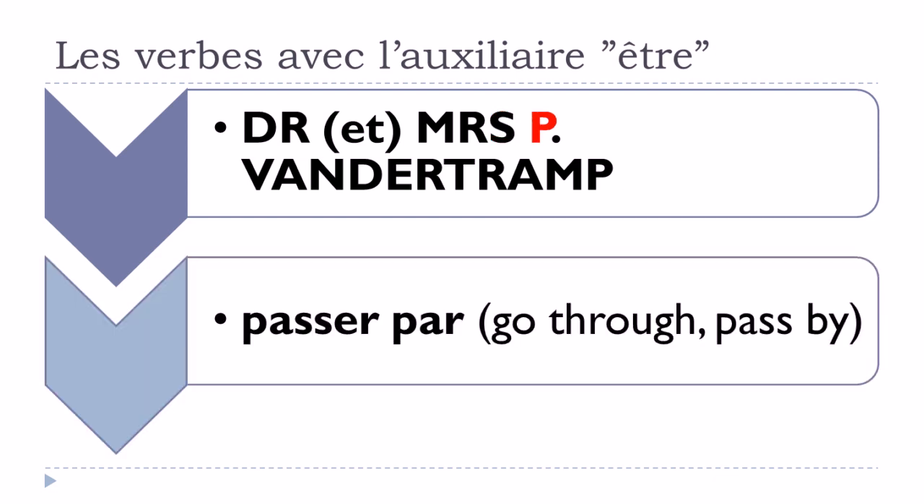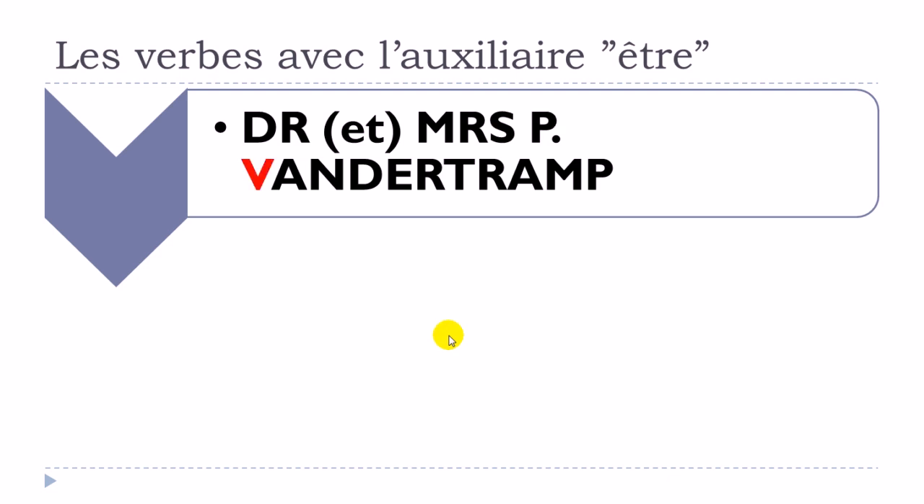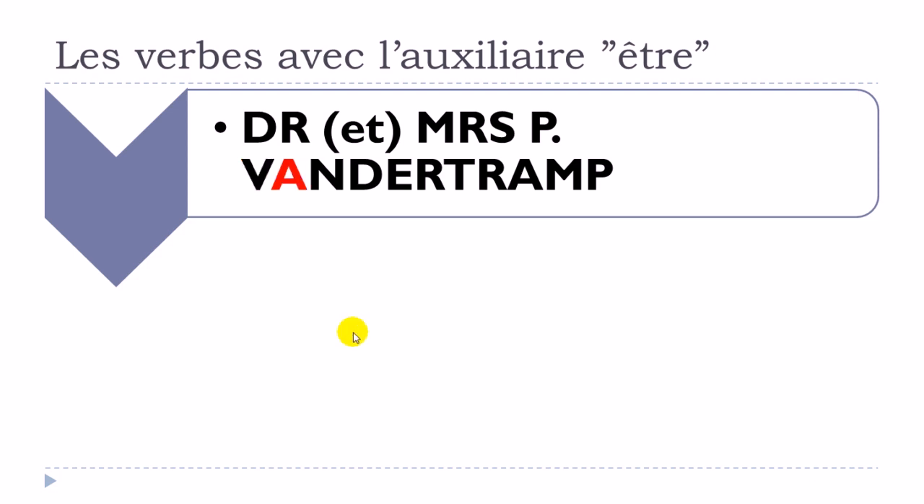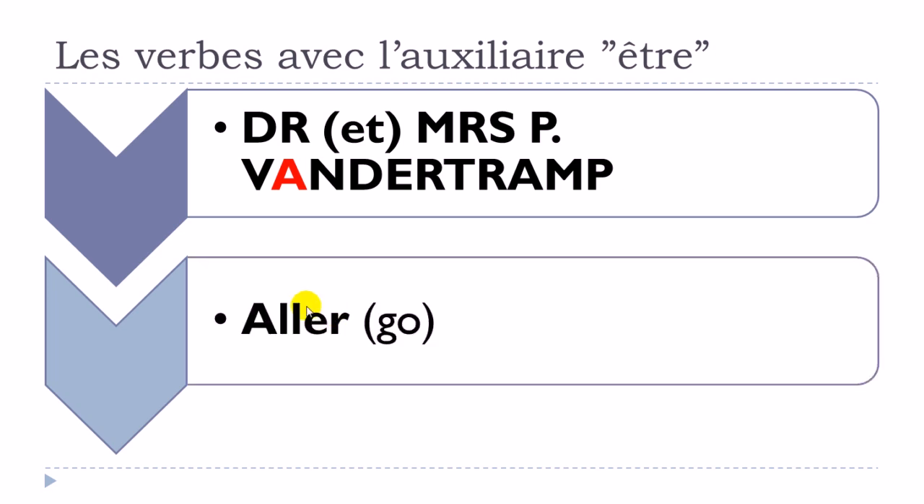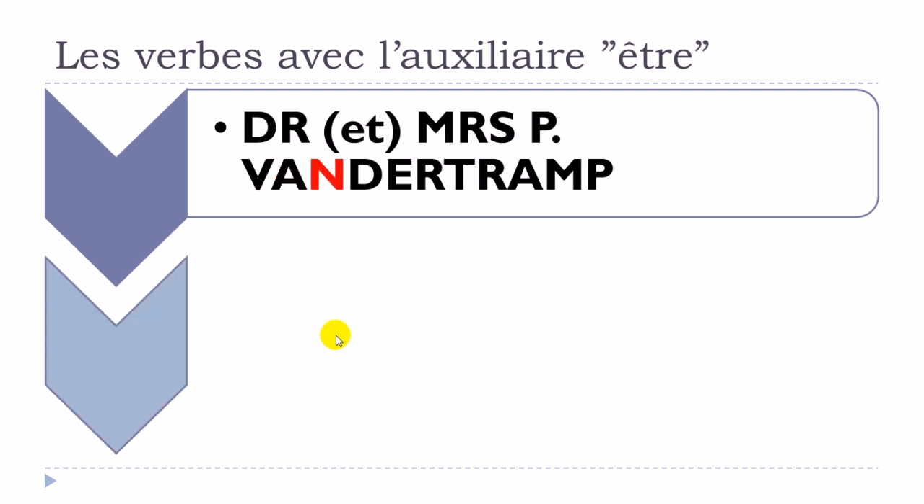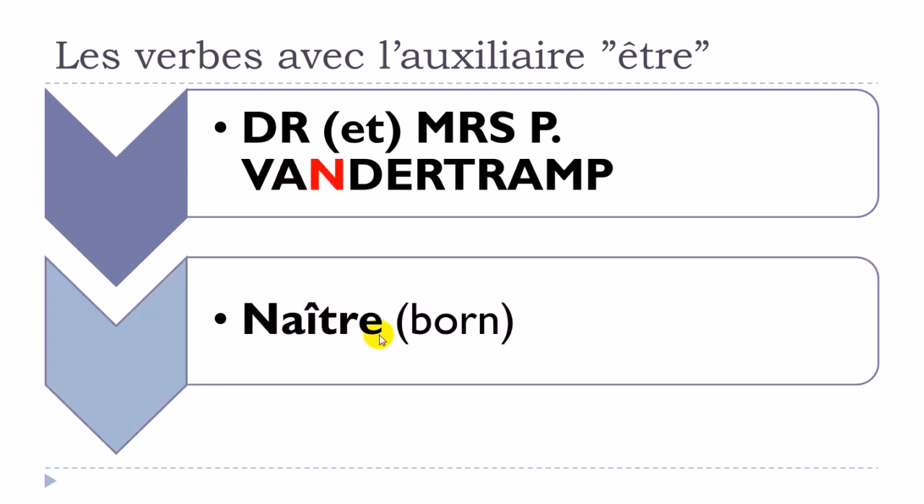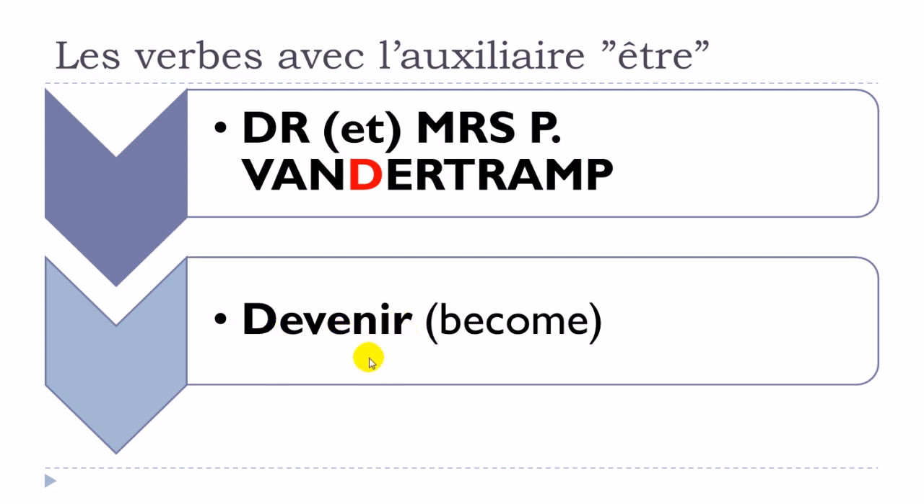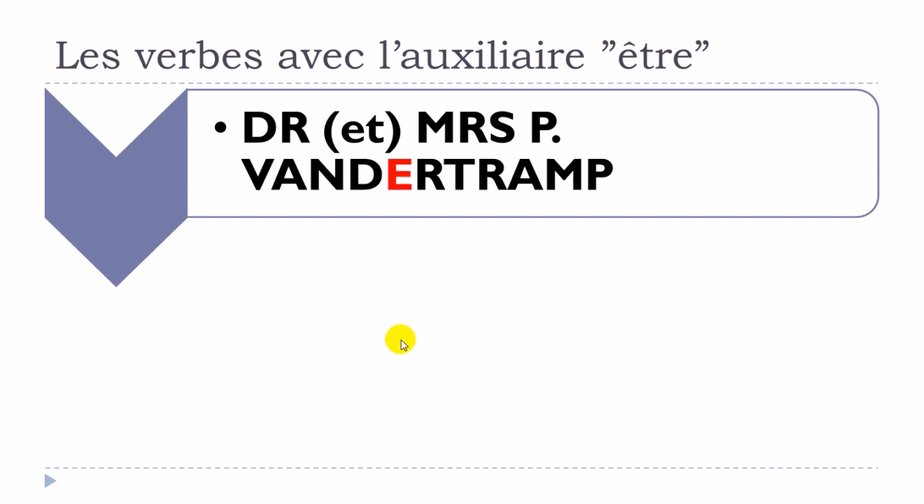P. Passer par. Okay? Passer par. Then V. Venir. Okay? Venir. After that you will have A, and A is for aller. Aller. N. Naître. Naître. Then you will have D, and that will be for devenir. Devenir.